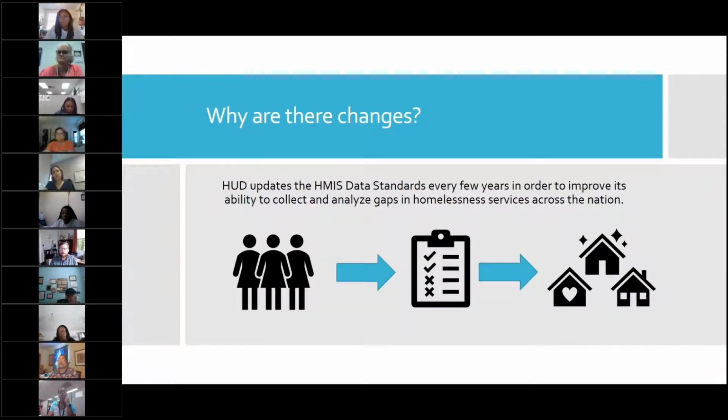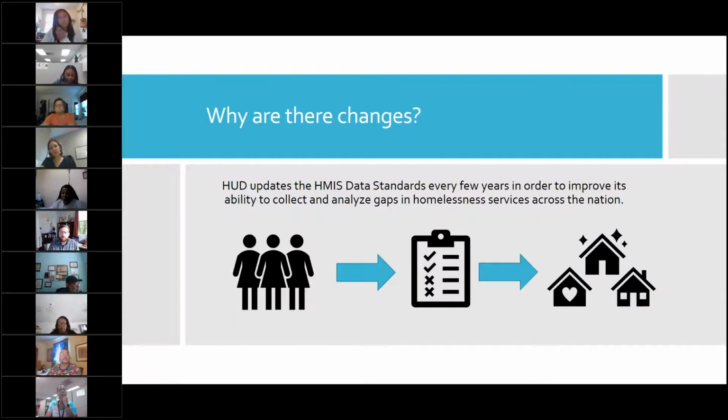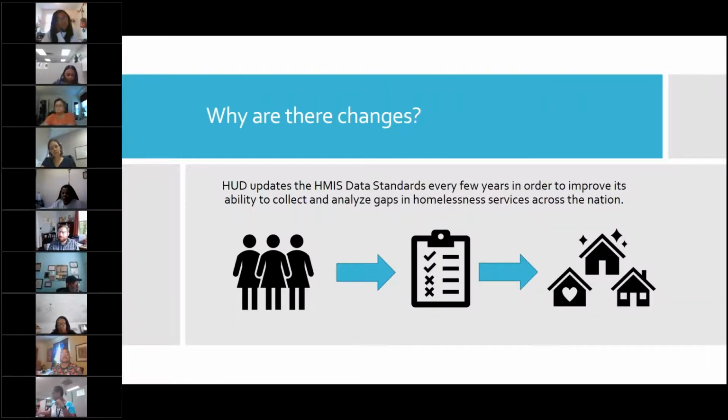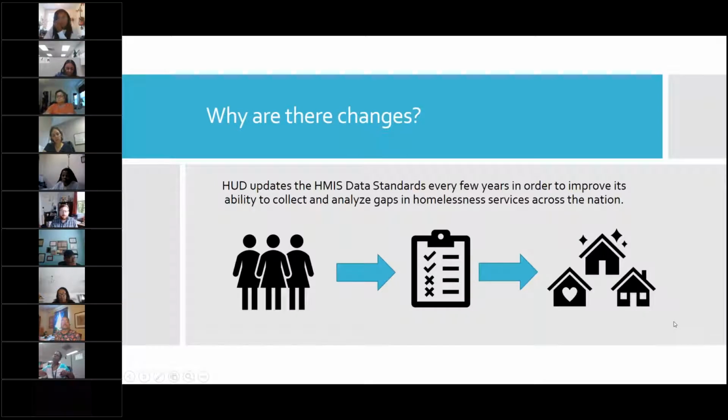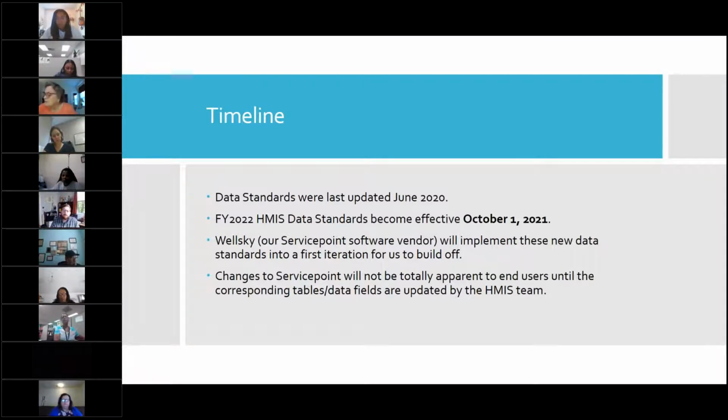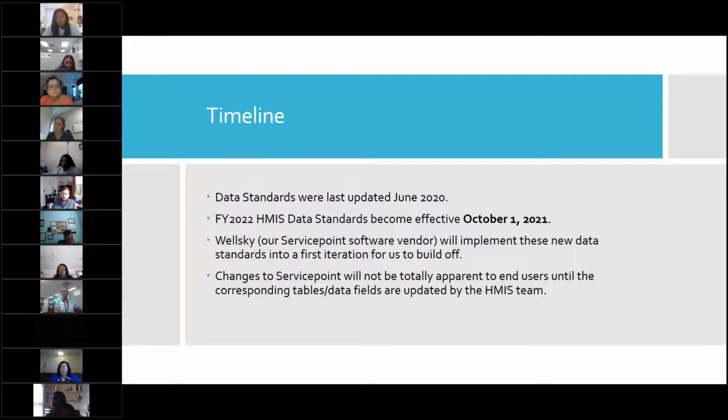HUD updates the HMIS data standards every few years to improve its ability to collect and analyze gaps in homelessness services across the nation. Better data collection means better data analysis and better systems for moving people from homelessness to housing. The data standards were last updated in June of 2020, and the fiscal year 2022 HMIS data standards, which is what we're talking about today, become effective on October 1st, 2021.